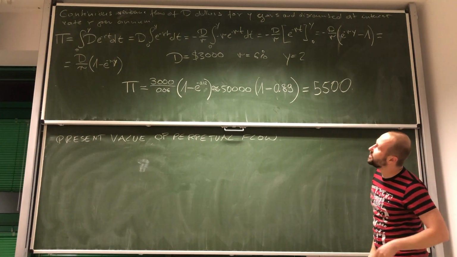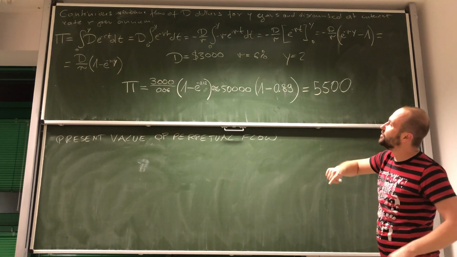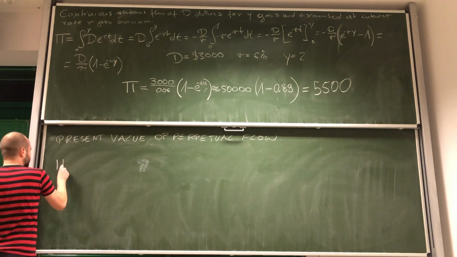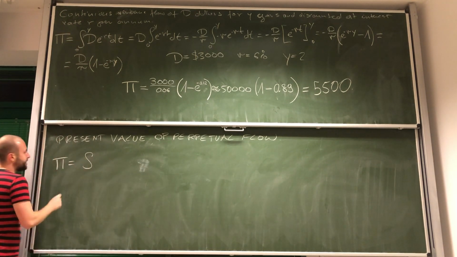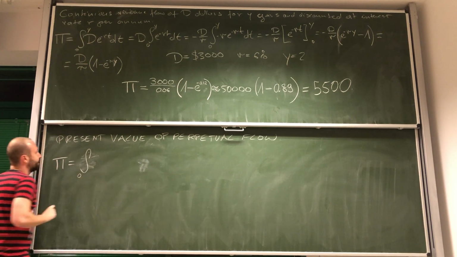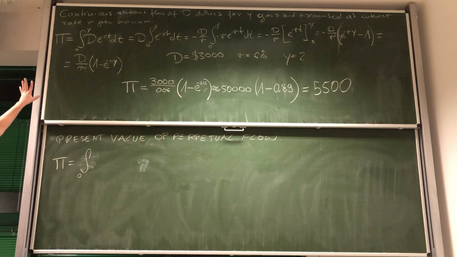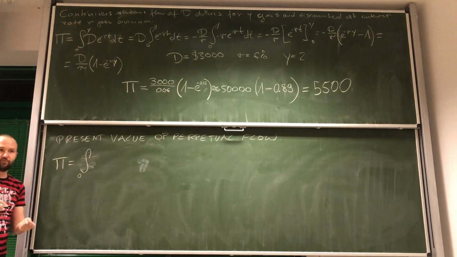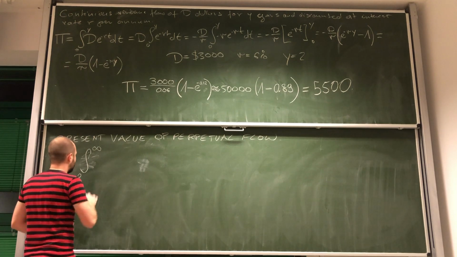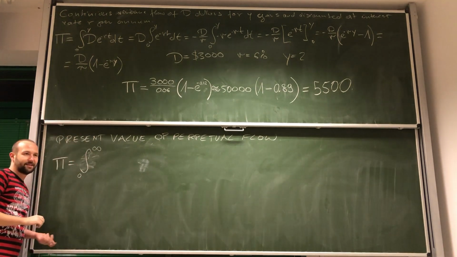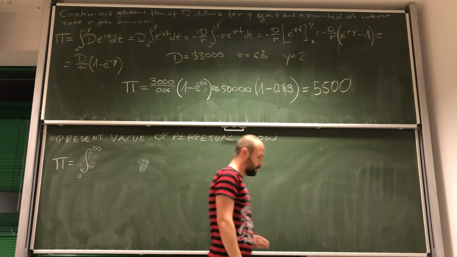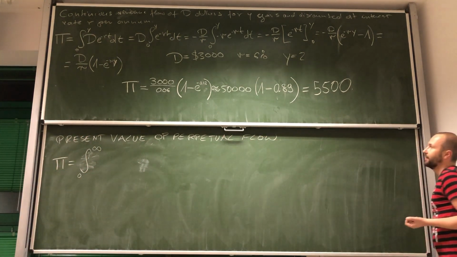But there's one thing we need to change. And the one thing we need to change here is the upper limit of integration. Because now we are not going to be receiving the revenue flow for y years, but for an infinite amount of years. Now, you might say that this is very unrealistic. Nobody plans that far ahead.